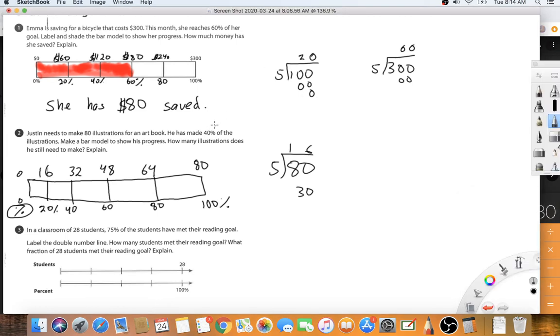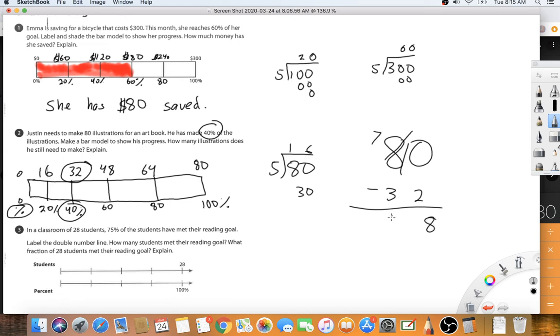Now it says he has made 40%. 40% is right here. That means how many illustrations does he still need to make? He's done 32 if he did 40%. He needs to make 80, but he only has 32 done. How many more does he have left to make? He has 48 more illustrations to make.